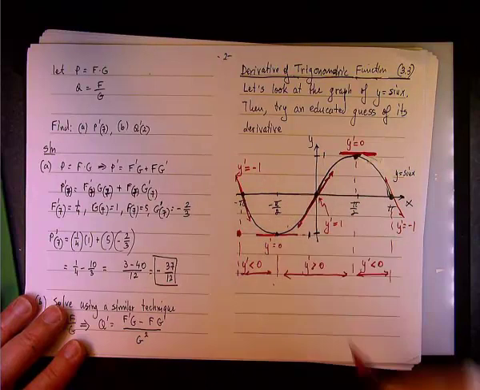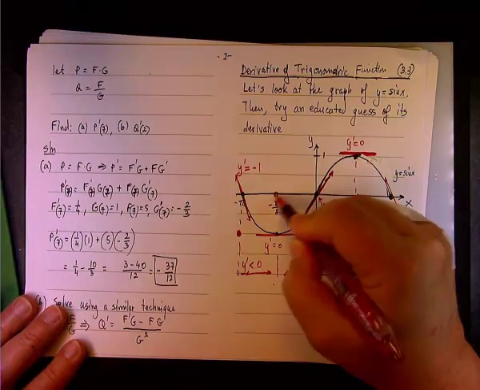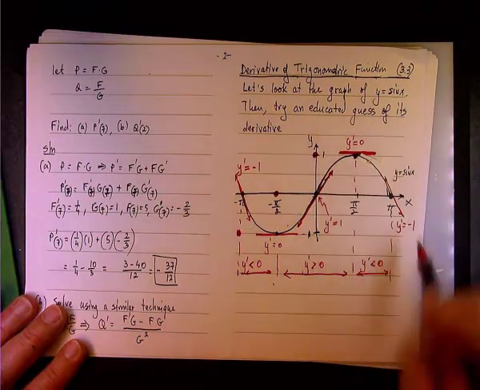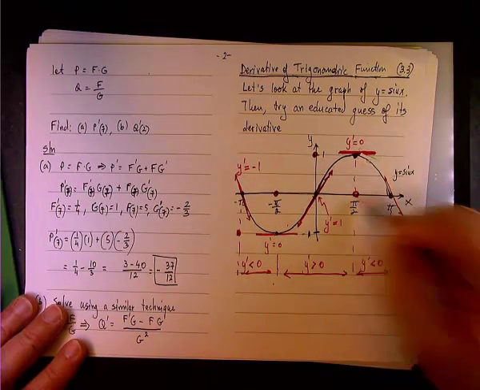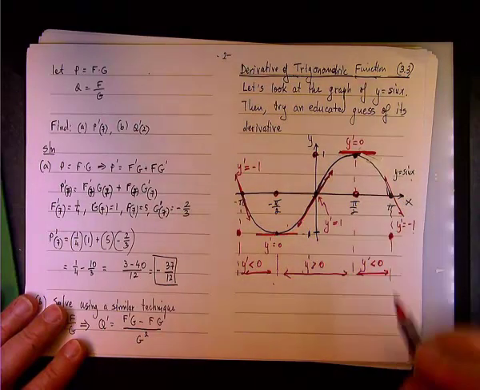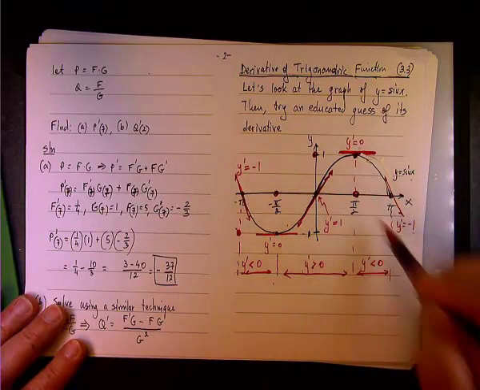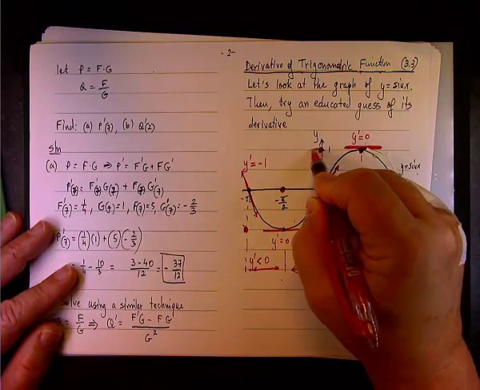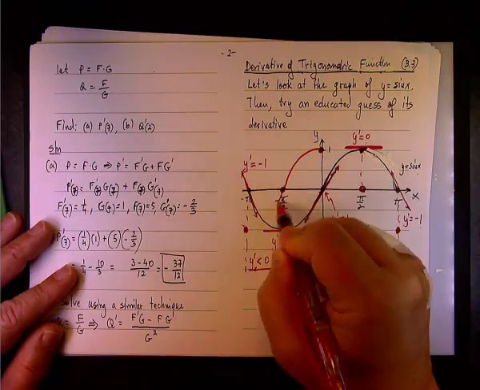So now I can start graphing this. I have several points, right? For instance, the derivative here is negative 1, so this is negative 1. The derivative is 0, so this is 0. The derivative here is 1, this is 1. The derivative here is 0, here's 0. The derivative here is negative 1, here's negative 1. So now I need to connect these points. Okay? We have 1, 2, 3, 4, 5.